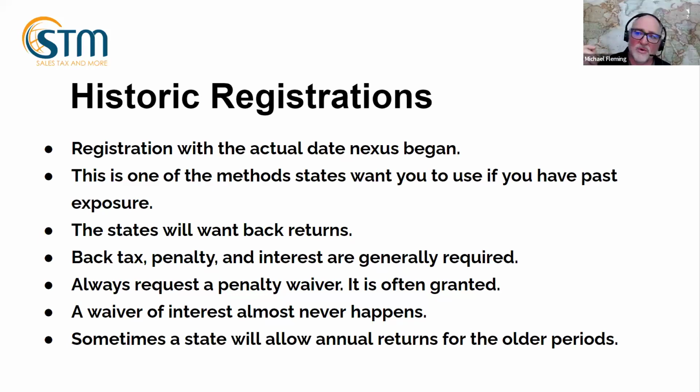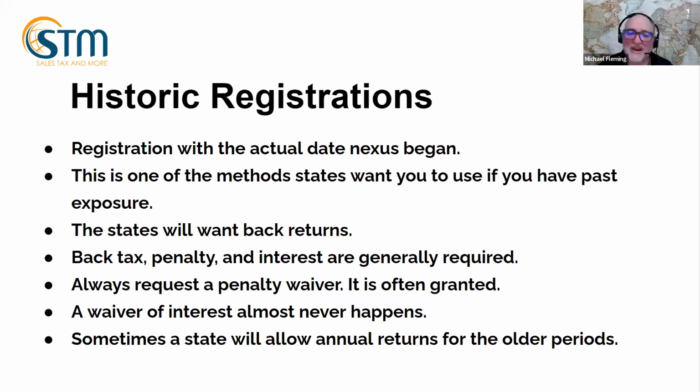Now, historic registrations, this is what the states want you to do, and that's a registration which the actual date of nexus began. So the states will want back returns. They're going to want all of the back tax, all of the penalty, and all of the interest. Now, you always want to request a penalty waiver. And because these are your first returns, it's often granted. Sometimes the state will be stingy and only grant it for one of the back returns you're doing. A lot of times you can get it for all of the back returns. We've been very successful doing this.